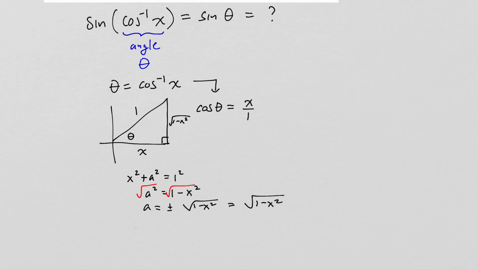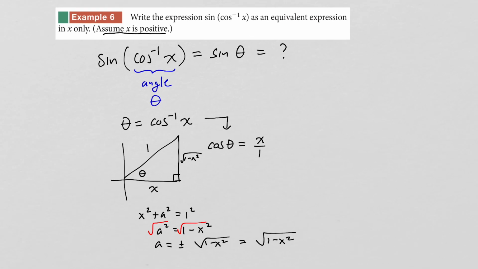Now, as soon as we have that, we're ready to finish the problem. We are looking for the sine of theta. Look at your picture. Here's your angle theta. Sine of an angle theta is the opposite side divided by the hypotenuse. And in this case, that is the square root of 1 minus x squared divided by 1, which is the square root of 1 minus x squared.